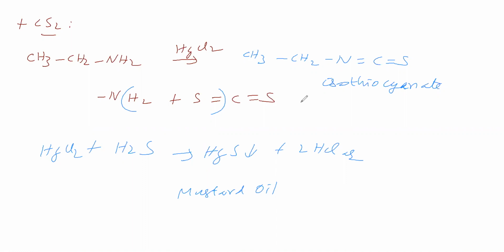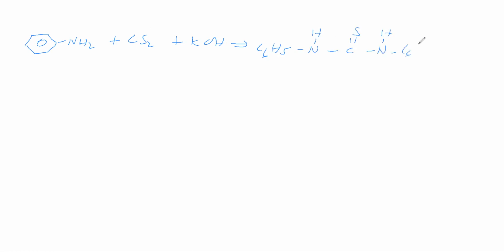So now we will take the same primary amine, but aromatic. Earlier it was primary amine aliphatic. Now we are taking an aromatic primary amine. We will add CS2, but we will add KOH, a base. So what we are getting here is C6H5NH-C=S-NH-C6H5. How to get this compound, that we will see.